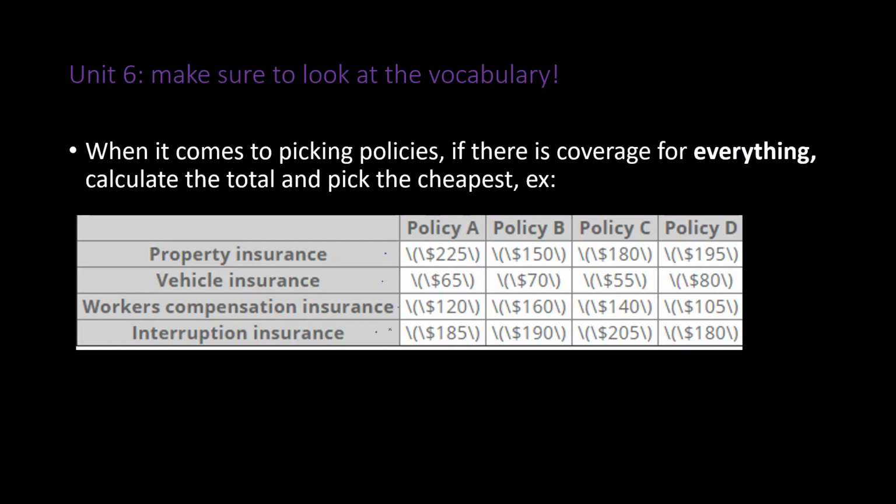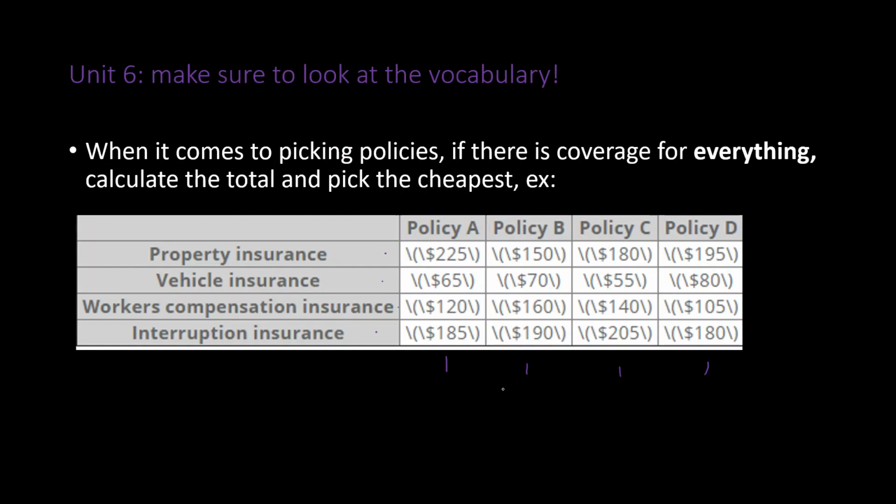But notice that all 4 items are covered in all 4 policies, okay? So then they haven't given us any other information, so we can't compare, for example, quality of coverage, right? We can't say, well, maybe the more expensive one is a better one. We don't have the information to support that. So at this point, if I have a table that has policies where across the board they're offering theoretically the same coverage, then the only thing left to do is just to sum up each column and see which one's the cheapest, and that's going to be the best option.